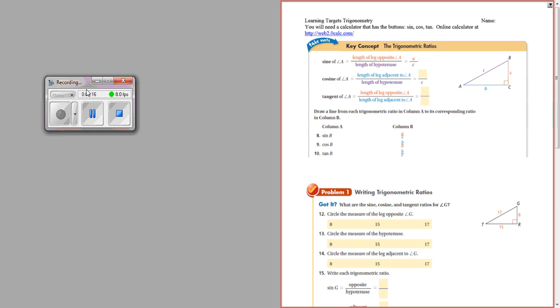Okay, so trig. If you have a graphing calculator at home, please use it. If not, then please go to this website right up here to help you. We will need information on there, sine, cosine, and tangent buttons to help us.